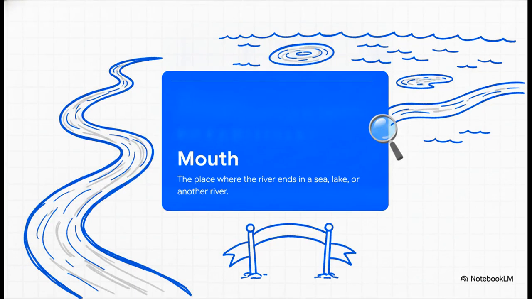Finally, this long journey wraps up at a place we call the mouth. The mouth is where the river pours all of its water out. It usually empties into a huge sea, a large lake, or sometimes an even bigger river. This is the finish line.